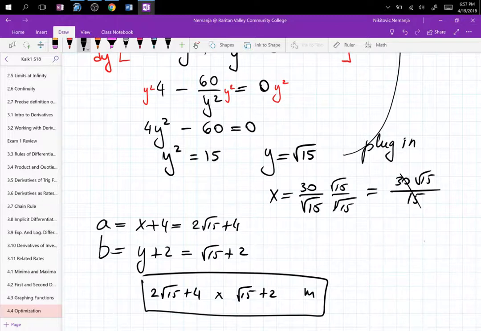Now you go and you get your decimals for root 15, right? Like 3.9 or whatever, and then you go from there.